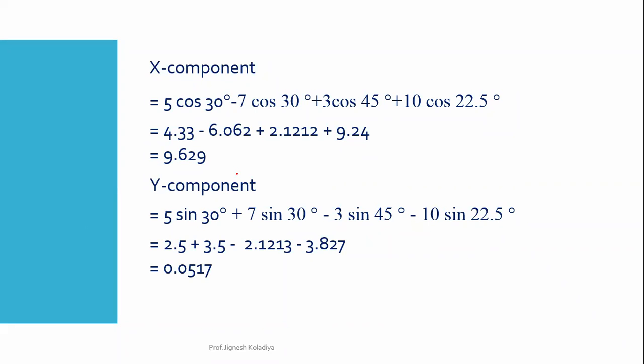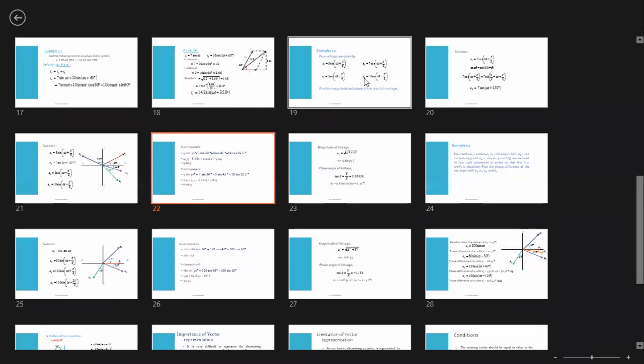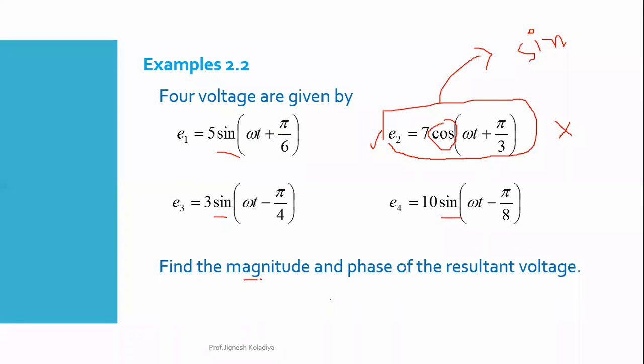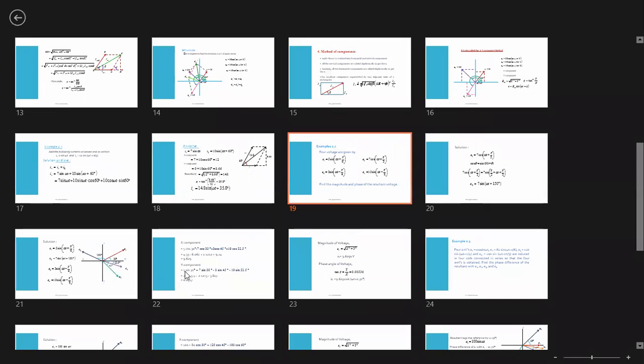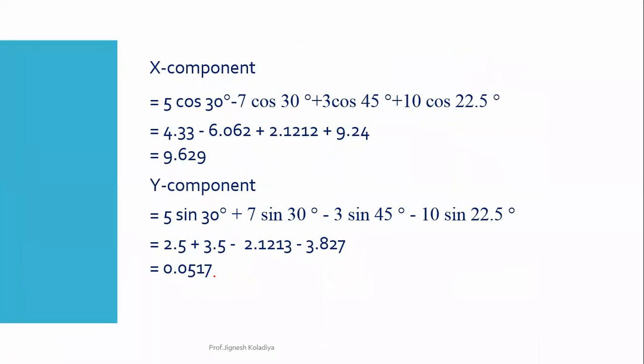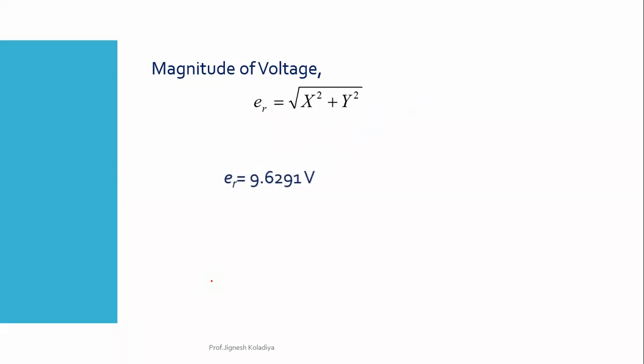No, right now I have the resultant x and y components. What do we have to find? We have to find the magnitude and phase of the resultant voltage, right? So we have to find ER. ER is square root of x square plus y square. So whatever the capital X and Y you are getting, put that value over here, and you will get your resultant. And this is my final answer for the magnitude.